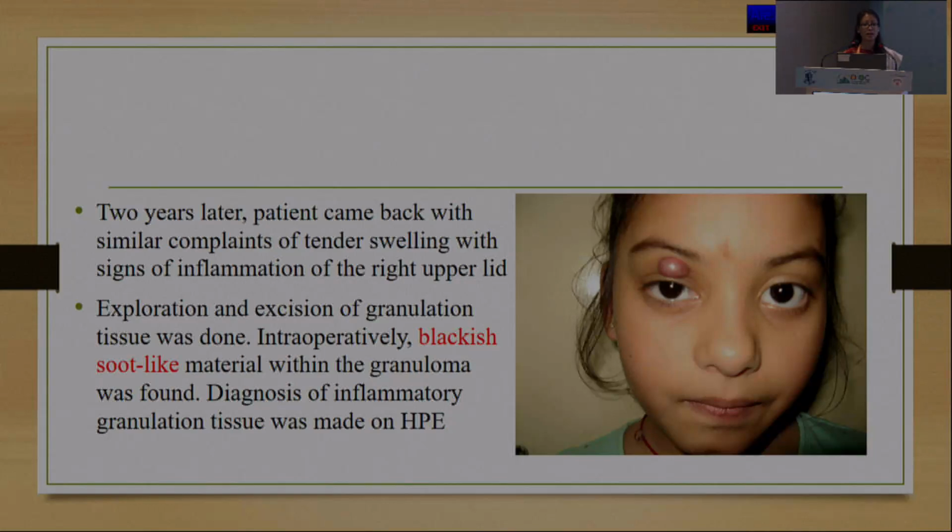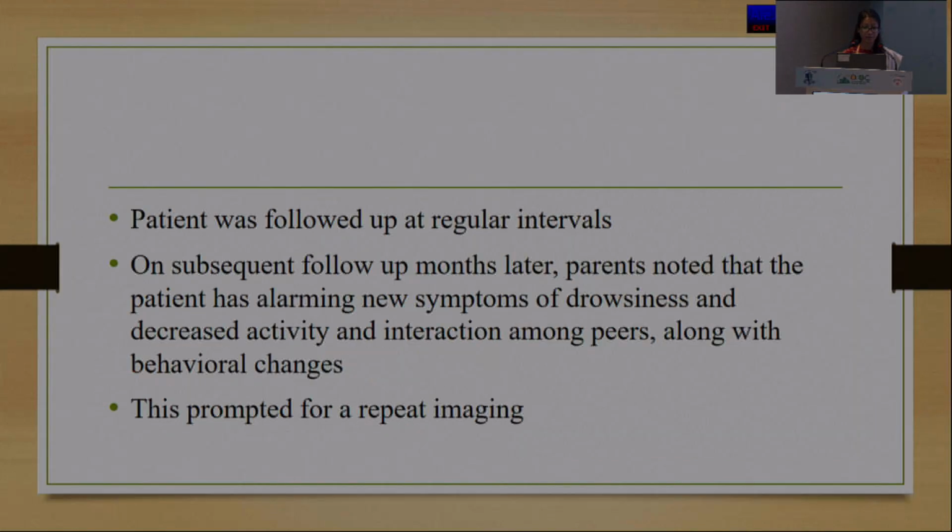Two years later, the patient came back with similar complaints of tender swelling with signs of inflammation of the right upper lid. Exploration and excision of the granulation tissue was done. Intraoperatively, blackish soot-like material within the granuloma was found. A diagnosis of inflammatory granulation tissue was made on histopathological examination. The patient was followed up at regular intervals.